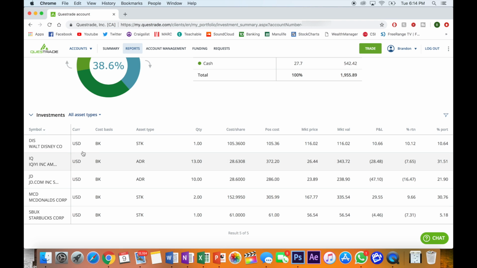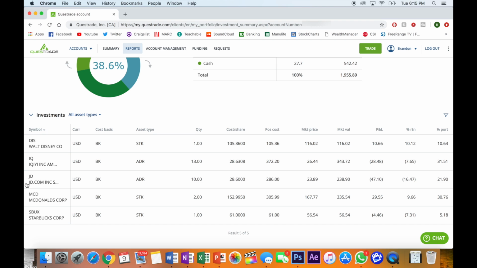But over on the far left here, under this little title or category symbol, we see our holdings. So I currently own Disney, a company called iQIYI, a Chinese company, another Chinese company called JD.com, McDonald's, and then Starbucks. Now, to the right of this, this shows us the currency that these stocks are traded in. And as we can see, they are all denominated in US dollars.